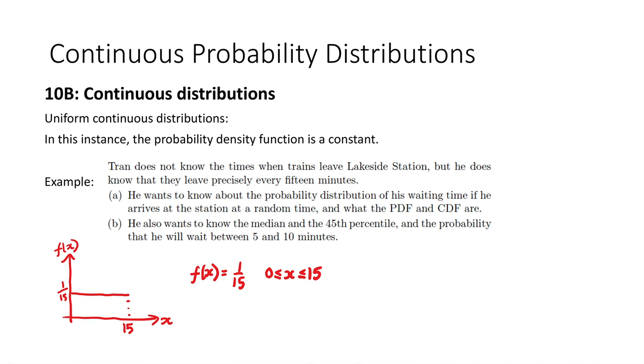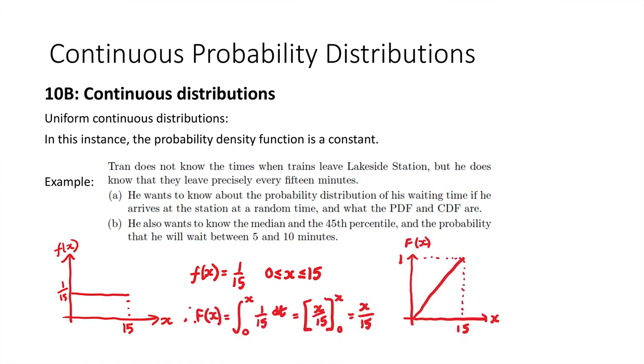So I can say that little f of x, my probability density function, is just a 15th from 0 to 15. And that means I can then say capital F of x is the integral of that from 0 to x. This is the second part here. I want to know what's the CDF. So I've found the PDF, the probability density function, and now the cumulative distribution function. Don't get those the wrong way around. That's a bad idea. Okay.